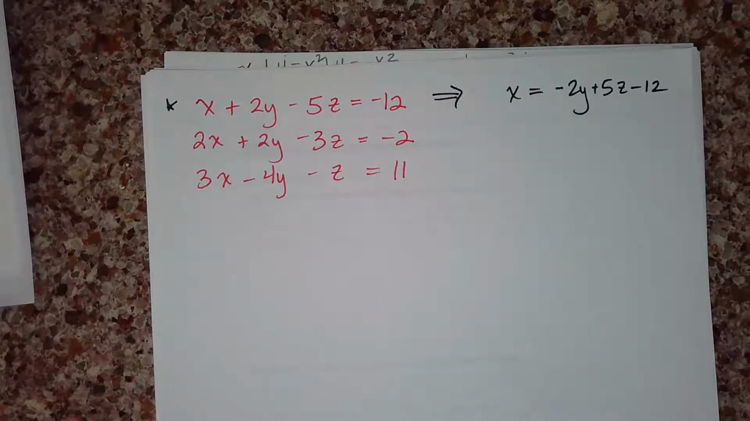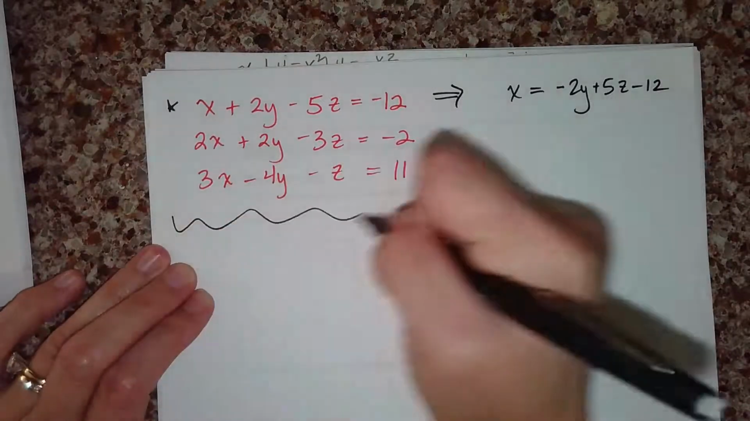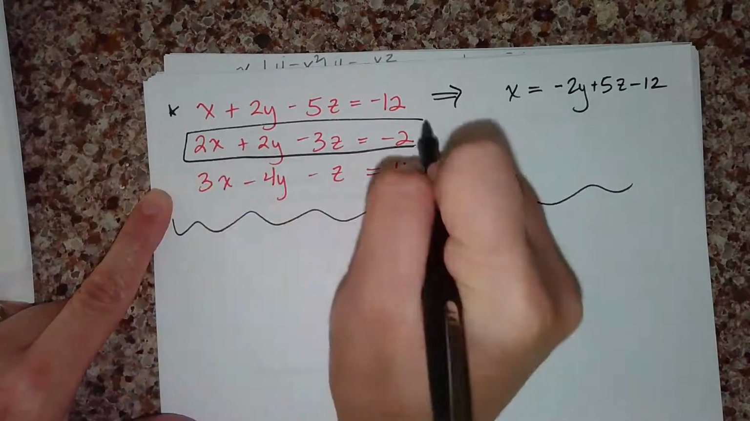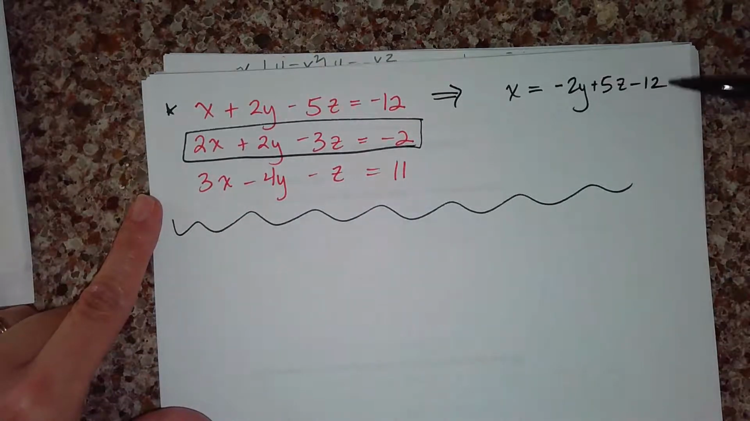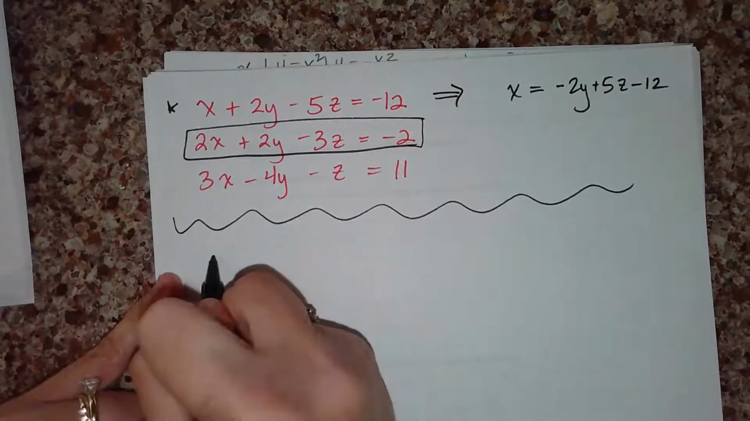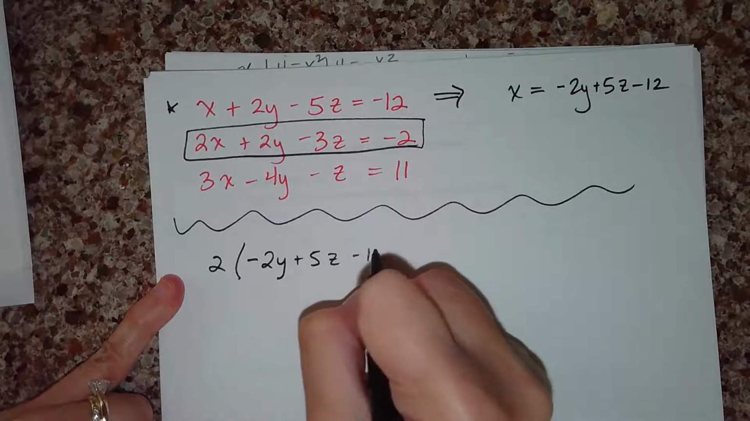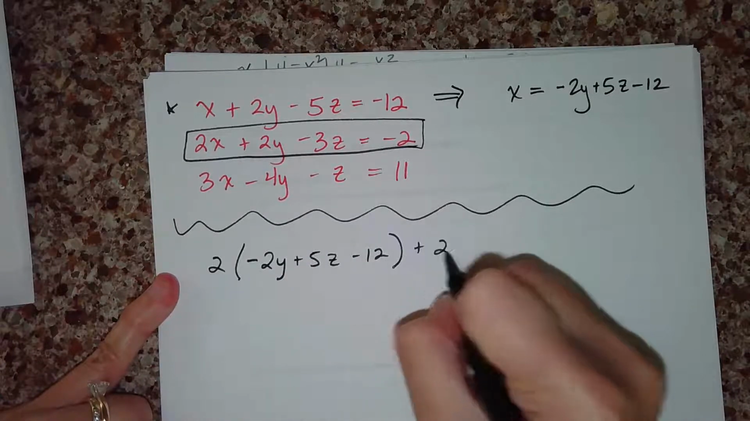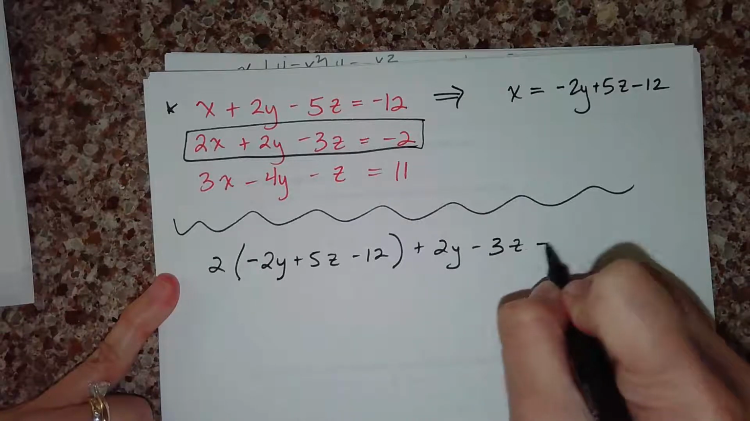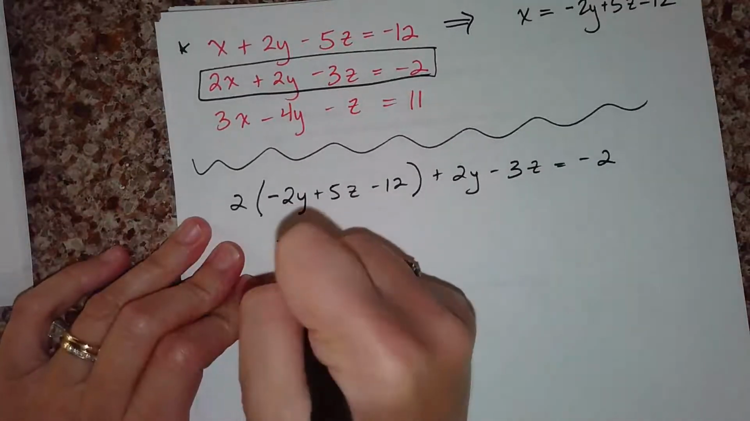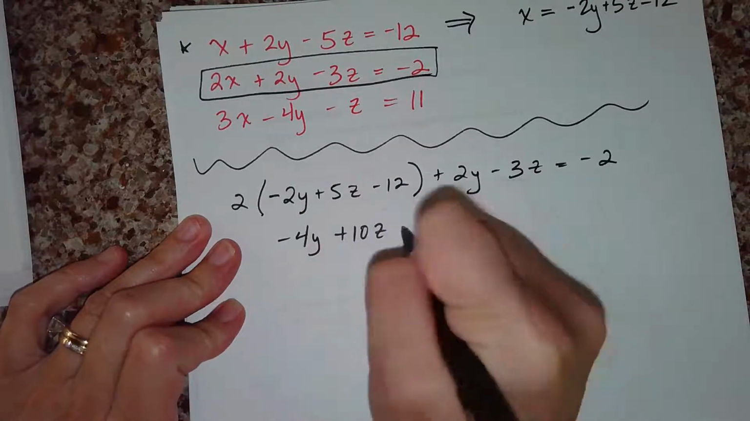Now I'm going to substitute it into my other 2 equations. This is just using the substitution method. So I'm going to take this equation right here, and substitute in all of this in place of x. It would look like this: 2 times negative 2y plus 5z minus 12, plus 2y minus 3z equals negative 2. The only thing I'm really doing here is distributing and combining like terms. So I get negative 4y plus 10z minus 24.